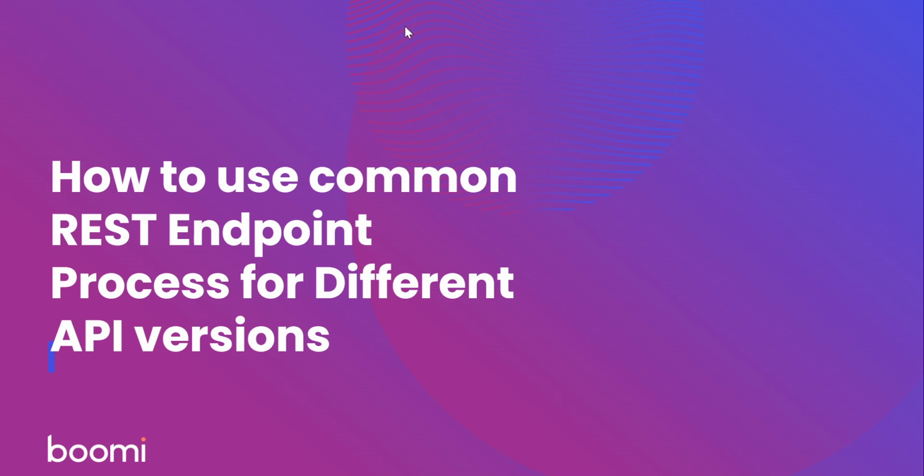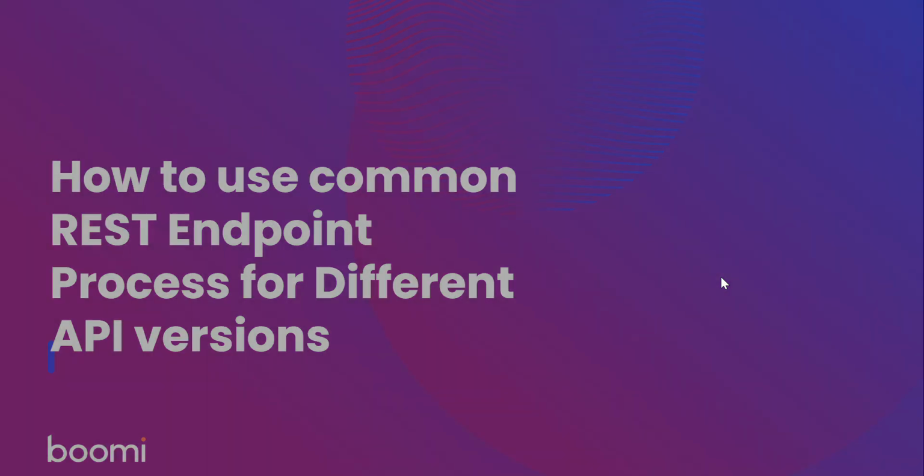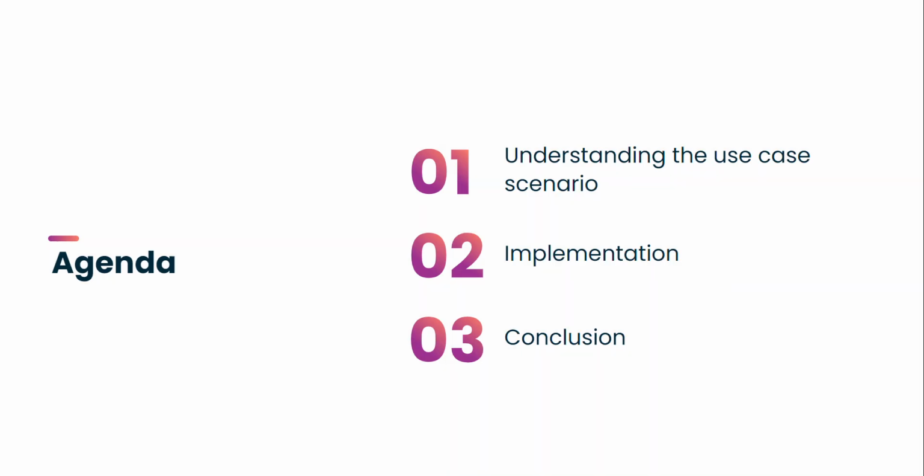Today let's see how to use a common REST endpoint process for different API service components or versions. So let's understand the scenario first or the use case and the steps to implement that and finally conclusion.